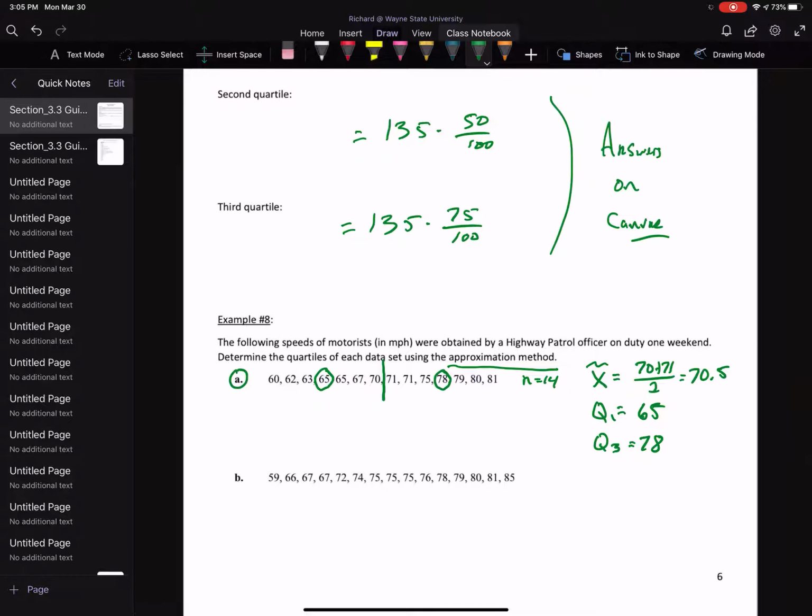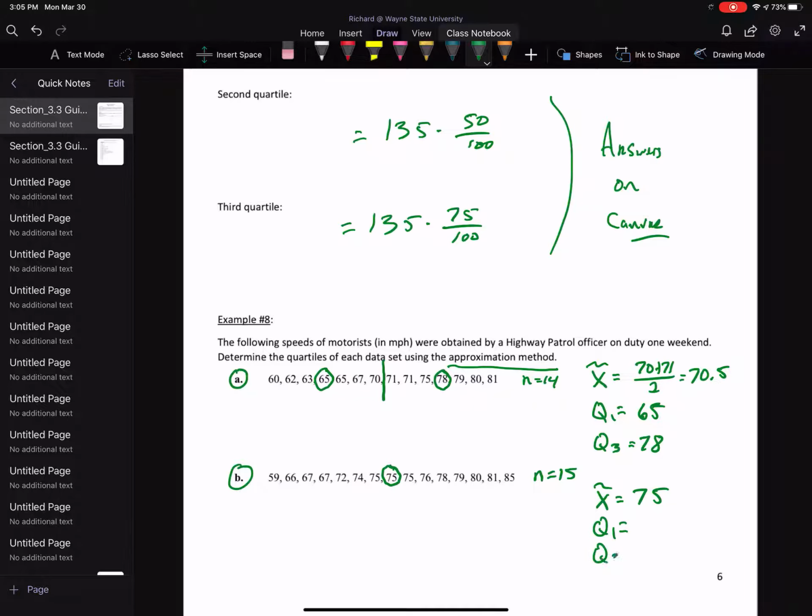Okay, well, let's look at letter B because there is a little bit of a difference here. Now in letter B, we should have, I think, 15 speeds. So let's see real quick. 3, 6, 9, 12, 15, indeed. So that means the middle one should be at the 8th value, right? 1, 2, 3, 4, 5, 6, 7, 8. So this 75 here, and we should have a 3, 6, 7 and 3, 6, 7. Good. So the median is going to be 75.